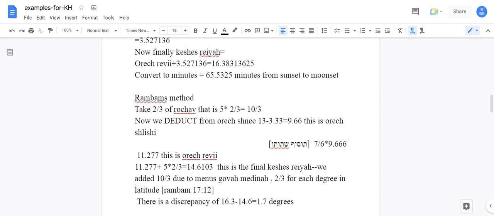So anyway, I hope you enjoyed this. This is a nice example where we can really understand well what all the steps are, the Rambam's method and the calculated one.